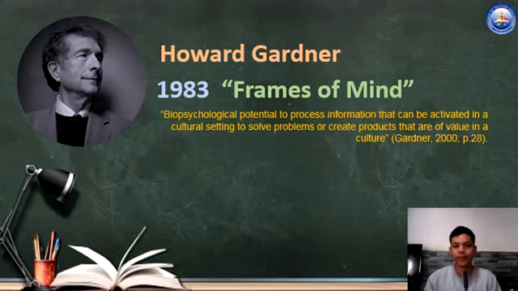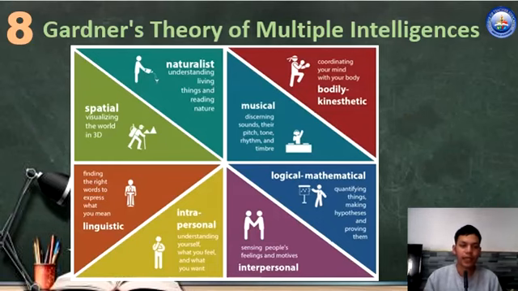He writes that we may all have these intelligences, but our profile of intelligences may differ individually based on genetics or experience, just like his statement in his book: a biopsychological potential to process information that can be activated in a cultural setting to solve problems or create products that are of value in a particular culture. So let's discuss the 8 intelligences in Gardner's theory of multiple intelligences.